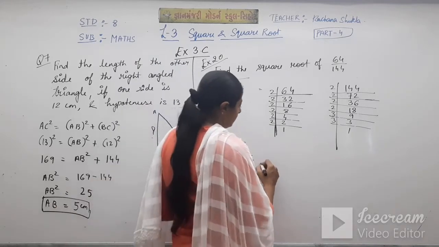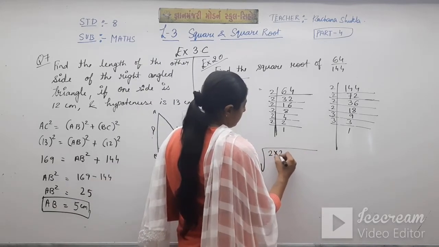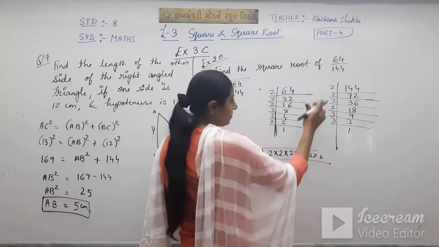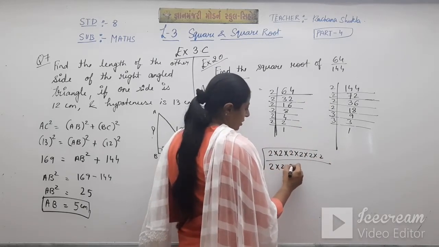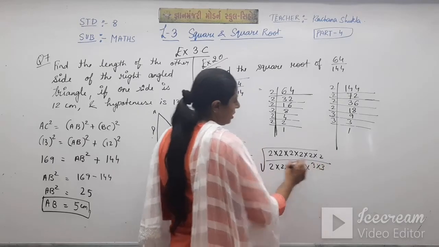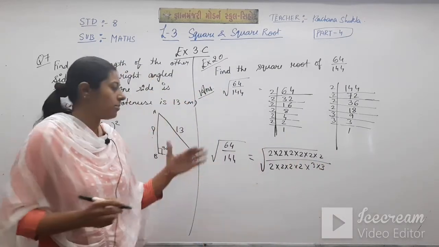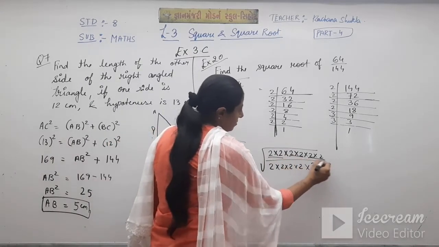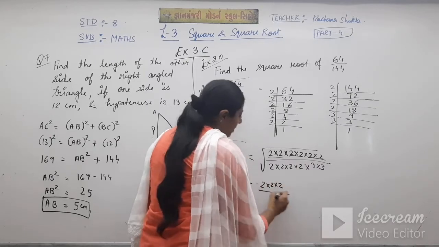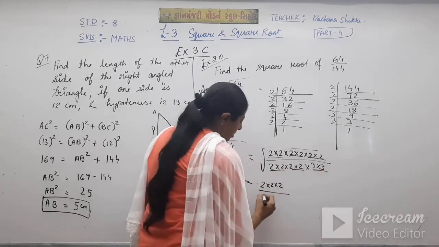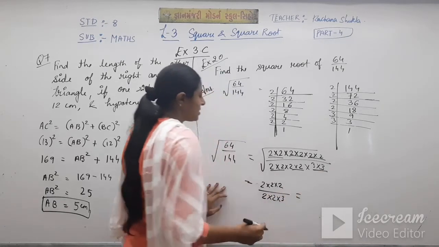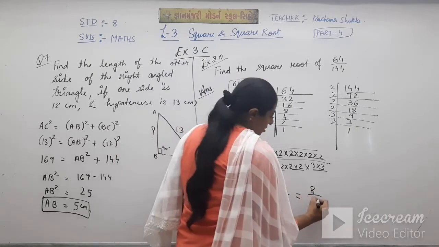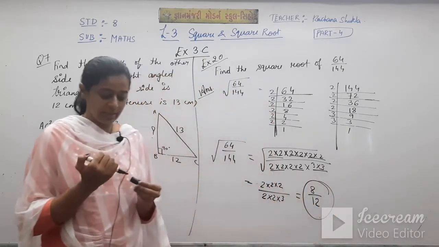So the factors of 64 were 2 into 2 into 2 into 2 into 2 into 2, upon the factors of 144, 2 into 2 into 2 into 2 into 3 into 3. So this way you will write it in the upon form as it is. Then take out the common factors: 2 into 2 into 2 here, and 2, 2 and 3 there. 2 into 2 into 3. So your answer will be 8 upon 12. What is your answer? Your answer is 8 upon 12.